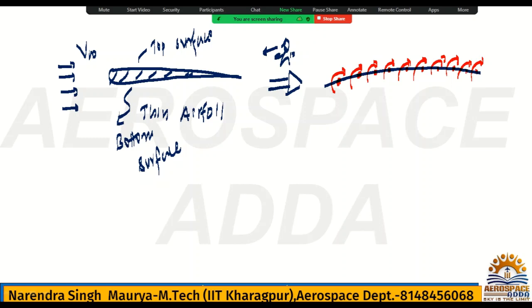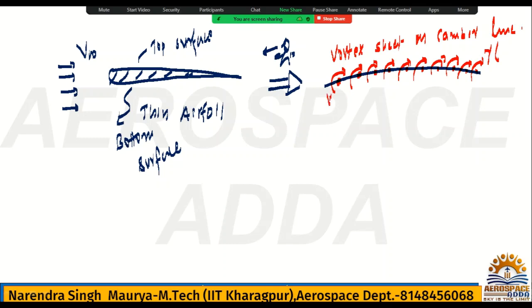Okay, so here you can say this is the vortex sheet on the camber line, and this vortex sheet will be represented by gamma. This is gamma, and the length itself from this end to this end is s. So it is distributed over the length s. Okay, so this is called gamma s.